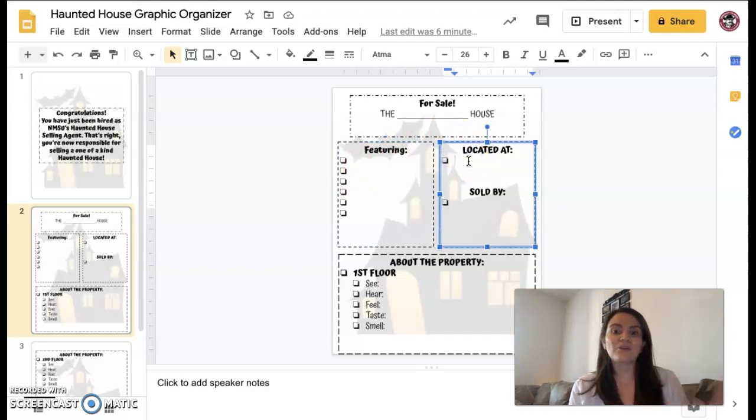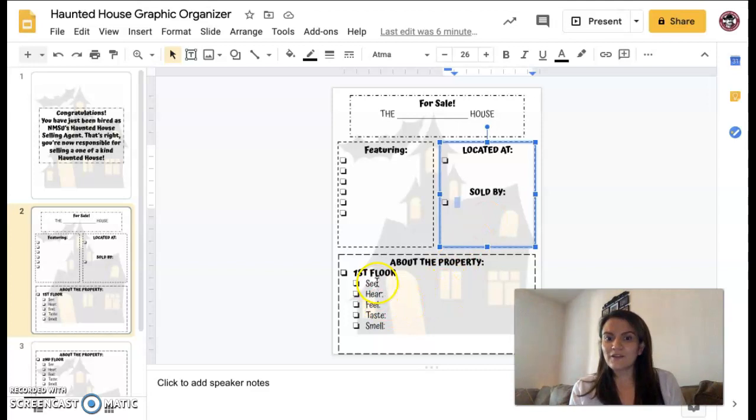You can be as creative as you want with the address. Make sure you have a street number, a street name, give it a city and a state, and you can even make up your own zip code. Try to make it super spooky. Sold by is going to be you. You are the selling agent of this haunted house.